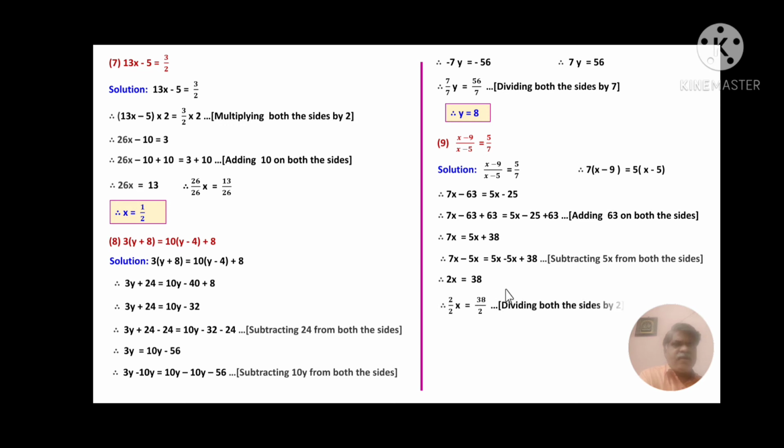So divide both sides by 2. So 2x upon 2 is equal to 38 upon 2. Therefore you are getting that x is equal to 19, which is the solution for the given equation.